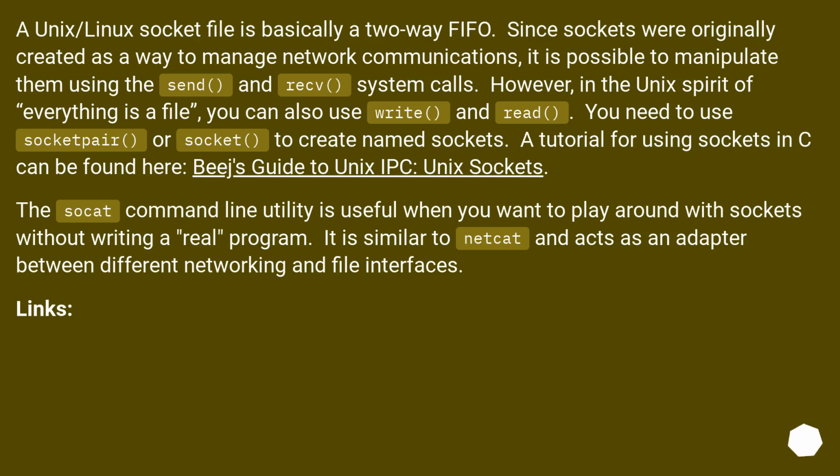A tutorial for using sockets in C can be found here: Beej's Guide to Unix IPC, Unix Sockets. The socat command line utility is useful when you want to play around with sockets without writing a real program. It is similar to netcat and acts as an adapter between different networking and file interfaces.